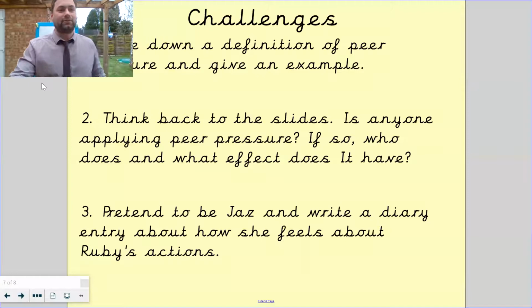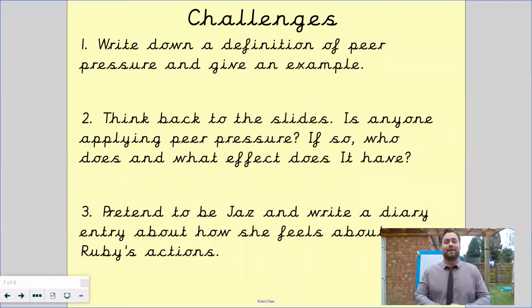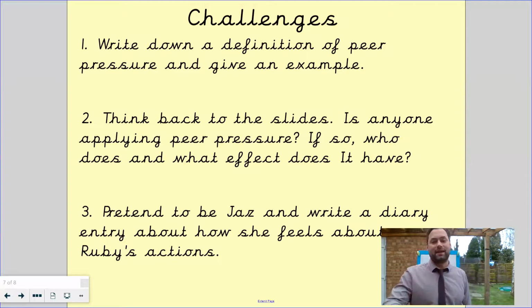Now, your challenges for today. Challenge number 1: write down a definition of peer pressure and give an example of peer pressure. It could be an example that you've experienced before, or one that you've made up. Challenge number 2: think back to the slides that we've just been through. You may want to go through and have a look at them. Is anyone applying peer pressure? If so, who does and what effect does it have?